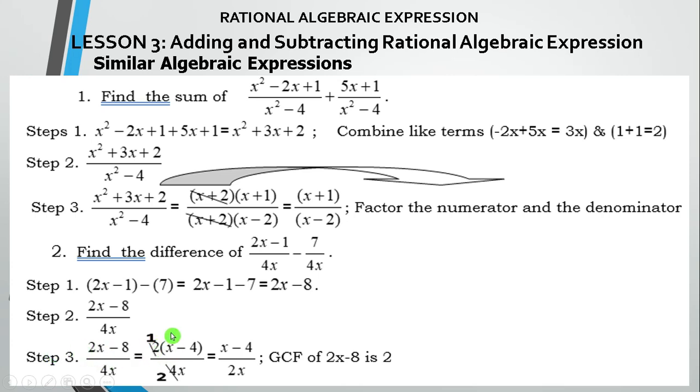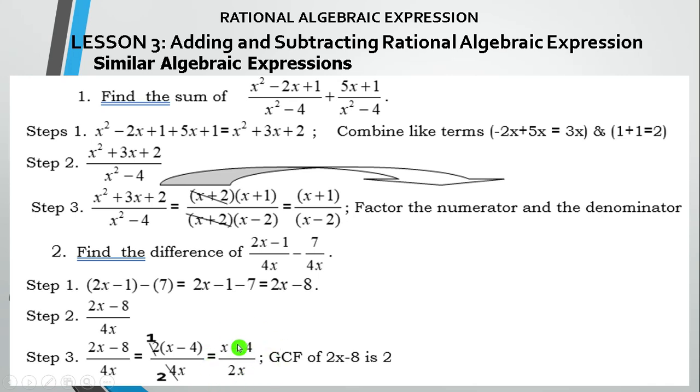Nagiging ganito. 2 times the quantity x minus 4. Bakit nagiging 4 to? Because 8 could be 2 times 4. Diba? So, 4. 2 times 4. Si 2x is 2 times x. So, the common is 2. Labas natin si 2 times the quantity x minus 4. Okay? Sa baba naman is 2 times 2. That is 4x. Okay, 2 times 2 times x is 4x. So, makancel si 2. Merong isang 2 na iwan dito sa baba. So, that is 2x. So, now, our answer is x minus 4 over 2x.